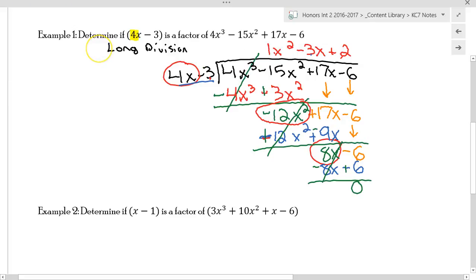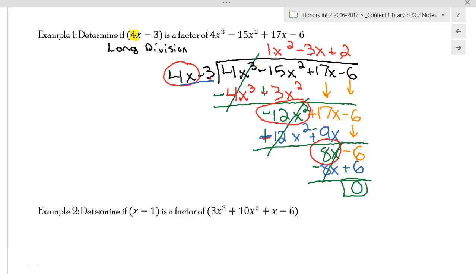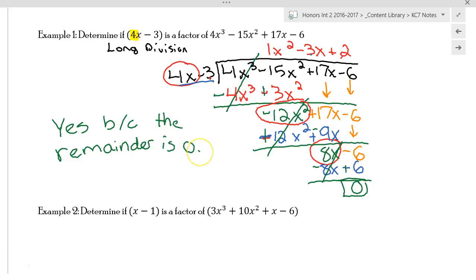For this type of question, I don't care what my answer of the division is. I care about this 0. I care that there's no remainder. So in this question, if 4x minus 3 is a factor of this polynomial, our answer is yes, because the remainder is 0. And that's it. Let's look at another example.